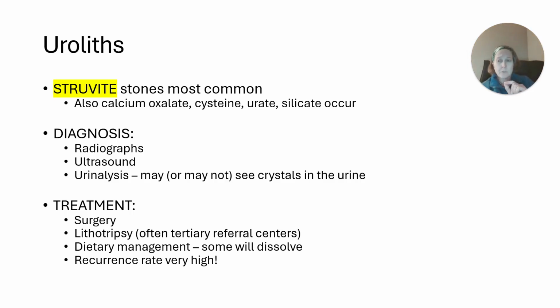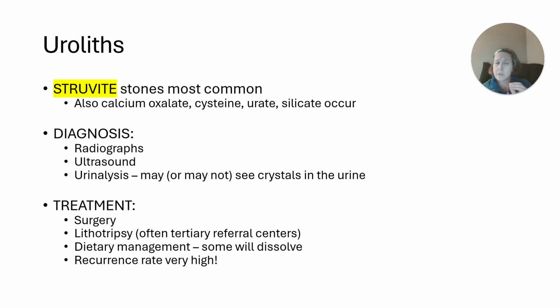We diagnose stones with x-rays, ultrasound, and urinalysis. Sometimes on UA, you can actually see small crystals that are consistent with the type of stone. Most of the time we can see them on x-rays. However, there are several types of urinary stones that are not radio opaque or visible on x-rays.